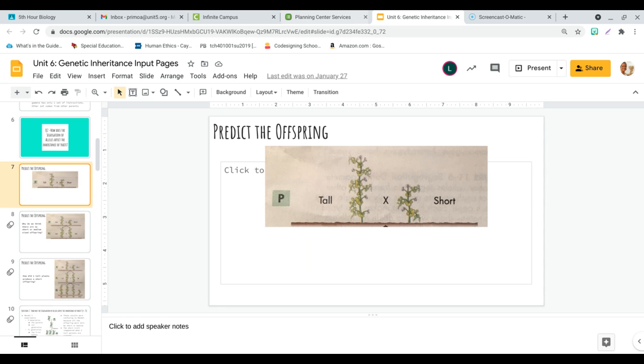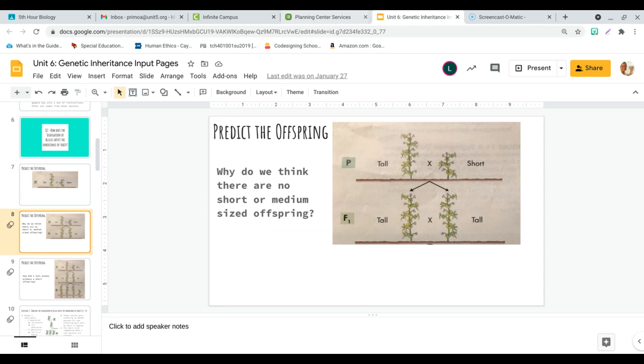Well, first thing I want you to do is predict the offspring between a tall and a short plant. What I want you to do is write down your prediction if you cross a tall and short plant. So pause the video and write down your prediction.